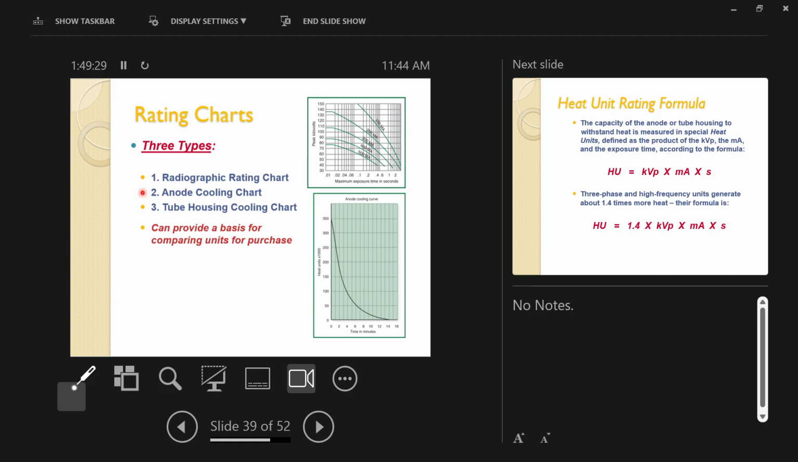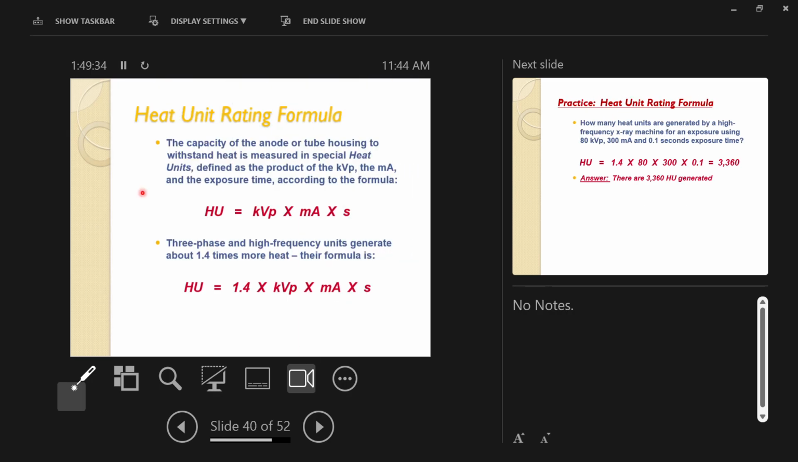Okay, so radiographic rating charts. Let's take a look at these. One of the first things we'll want to be able to do, and this is worthwhile to take notes for if you don't have it in your text, is to talk about heat units. A heat unit is a way to calculate how much heat is produced during an exposure. To calculate heat units, you simply take the kVp setting that you made, multiply that by the milliamperage setting, and multiply that by the time setting. We'll give an example in a moment.